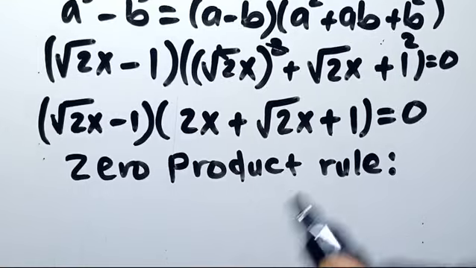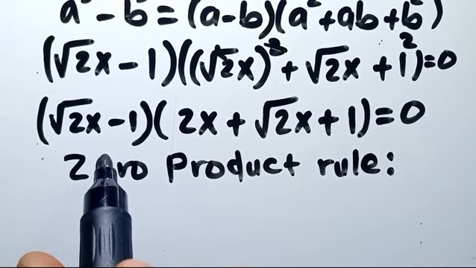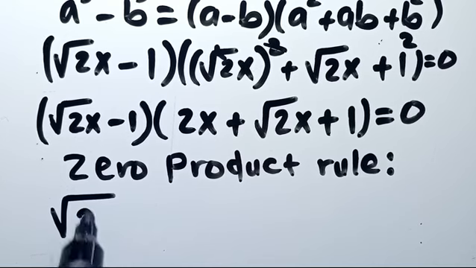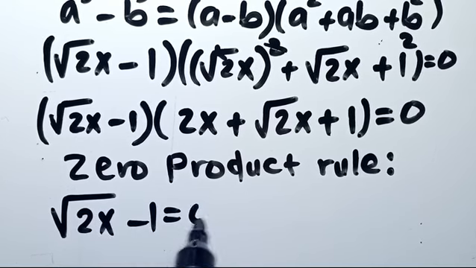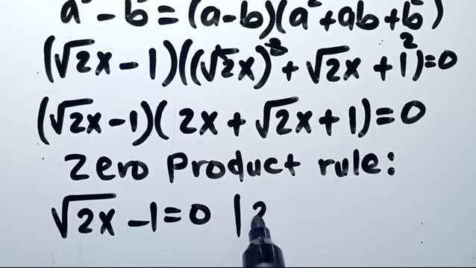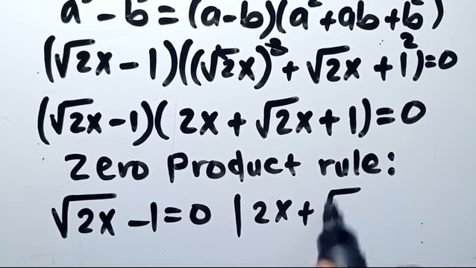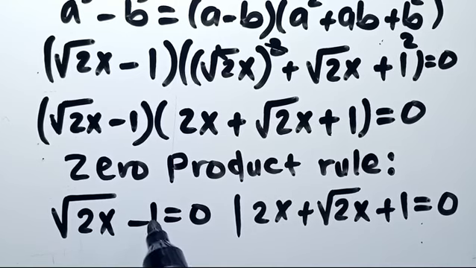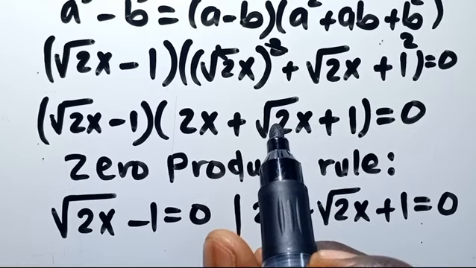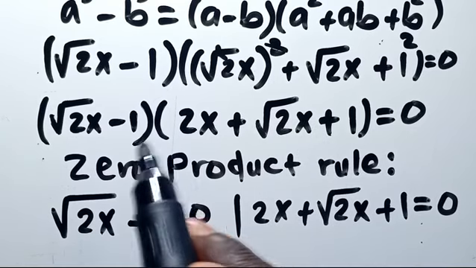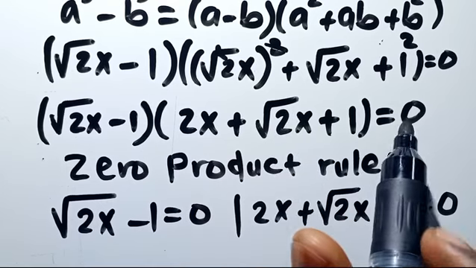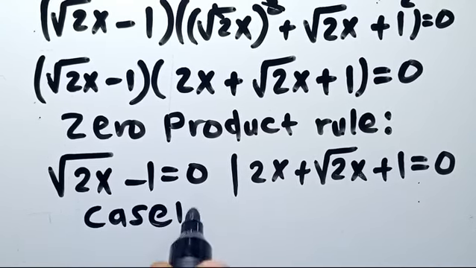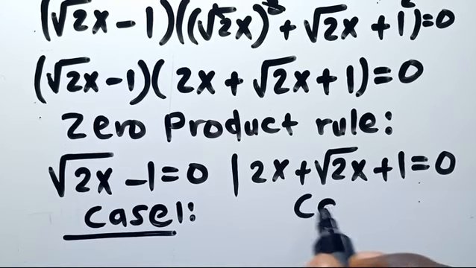And the zero product rule says that for this left hand side to be equal to 0, either we have root 2x minus 1 equals 0, or we have 2x plus root 2x plus 1 equals 0. When this one equals 0, multiplying it with this, everything here will be 0. Or if this one equals 0, multiplying it with this side will be equal to 0. So let's call this case 1, and let's call this case 2.